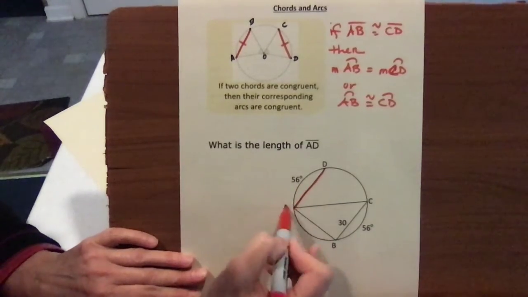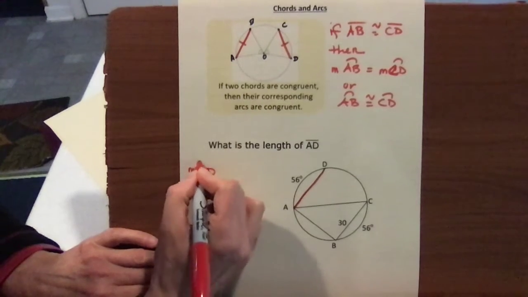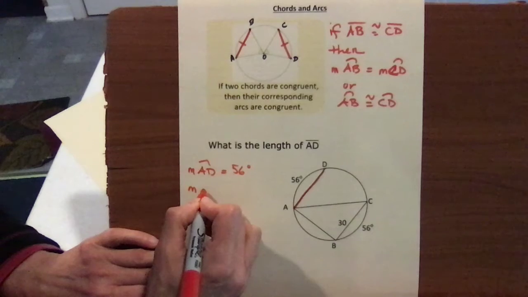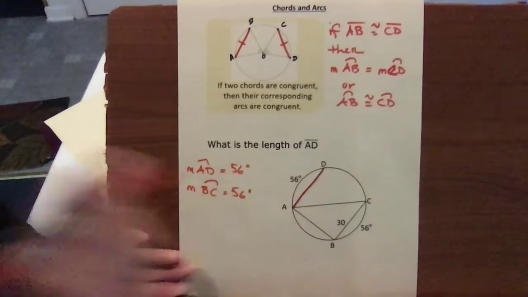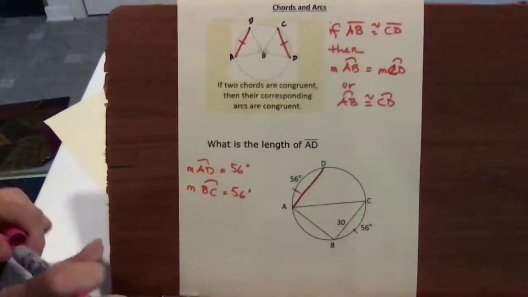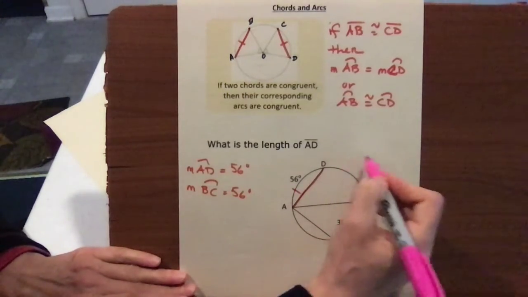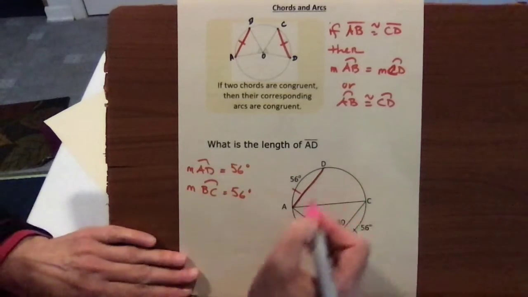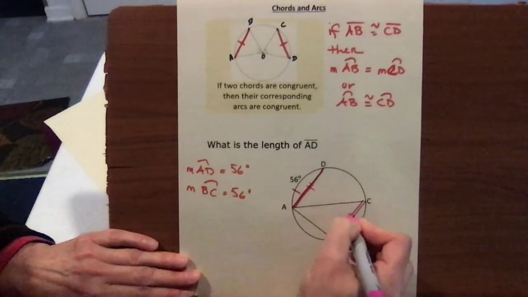So if we want to find in our next problem the length of chord AD, what we need to know is something about the measurements of the arcs. We see that the measure of arc AD is 56 degrees. The measure of arc CB, or BC, is also 56 degrees. When I'm doing these, I'll even mark those congruent if I need to, just for a visual. But I always put my degrees on the outside of my arc so I can see that. So that's going to mean that these are equal.